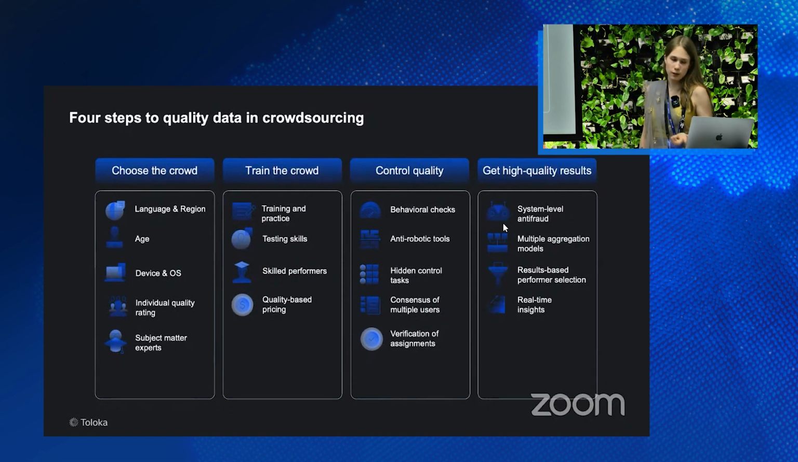Second, it's about training the crowd. Here you usually require the help of one expert. There should be really decomposed tasks, because people also learn from a few short examples.